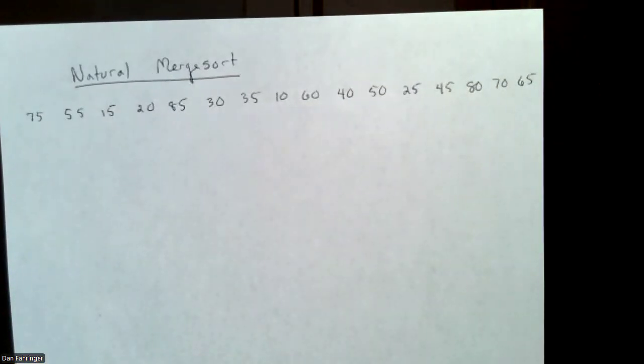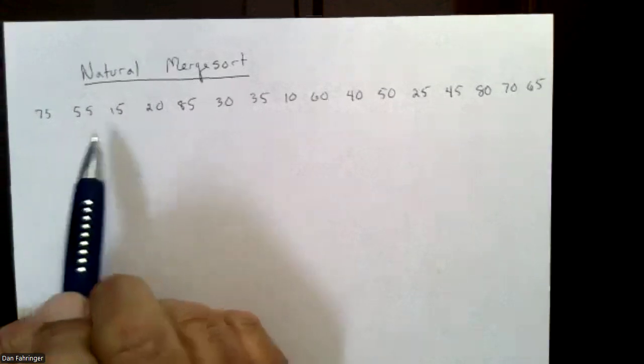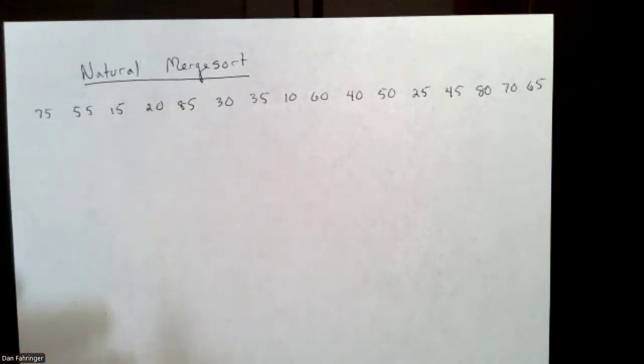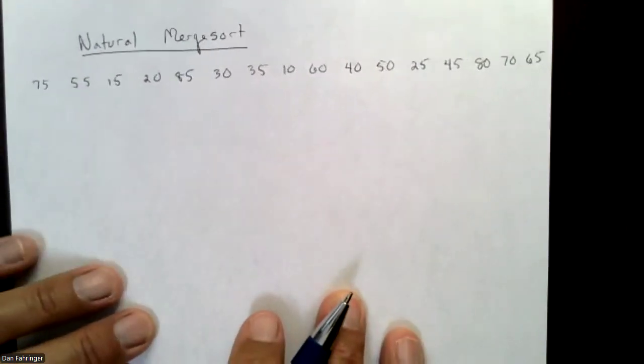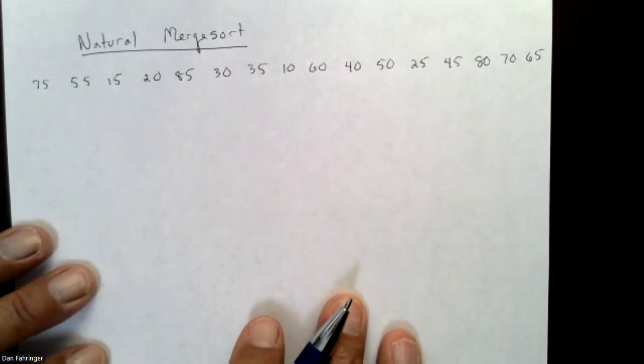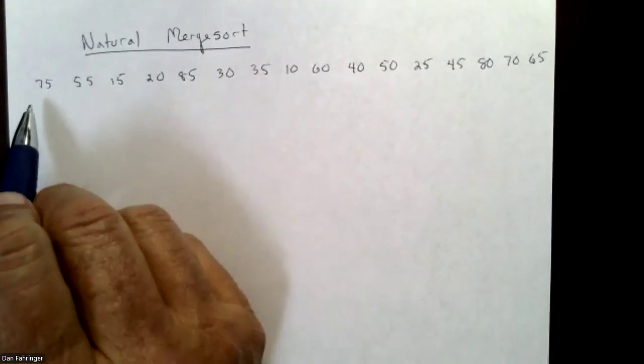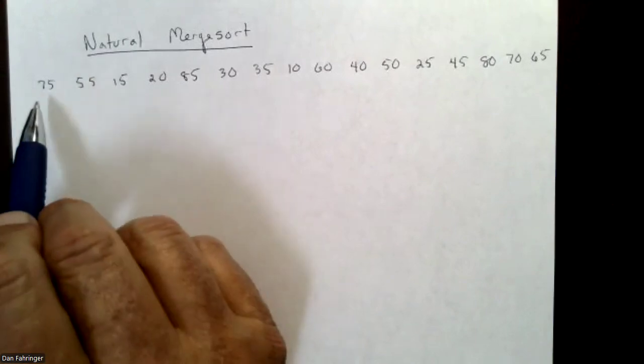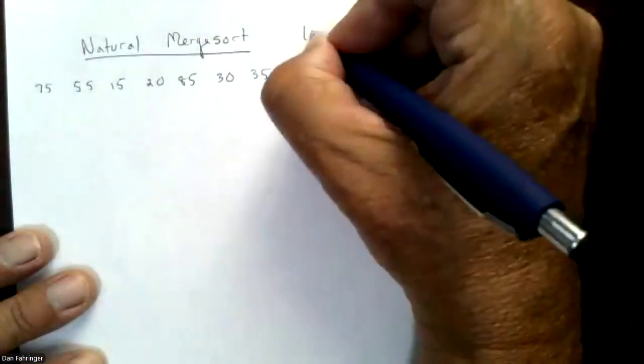So this is called the natural merge sort. Now, last time we knew to go by ones, then by twos, then by fours, but this time we're going to do something a little different. We're going to list what's sorted, a sorted run, looking for runs.